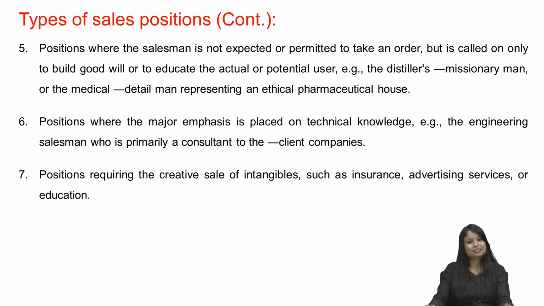Now coming back to the types of sales positions, there are 6 positions where the major emphasis is placed on technical knowledge. Example, the engineering salesman who is primarily a consultant to the client companies. Now the next one, positions requiring the creative sale of intangibles such as insurance, advertising services or education.